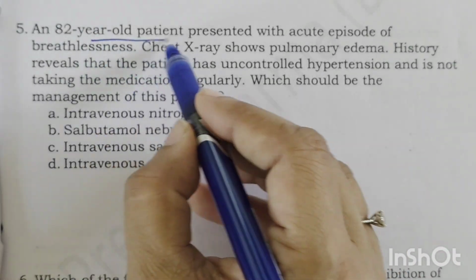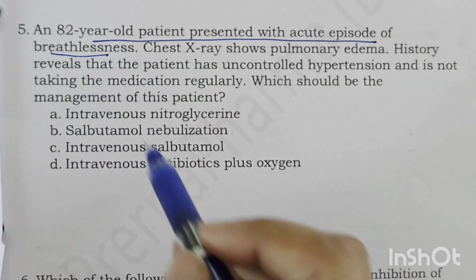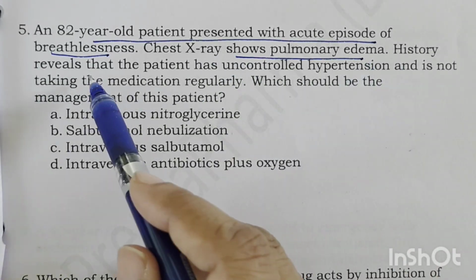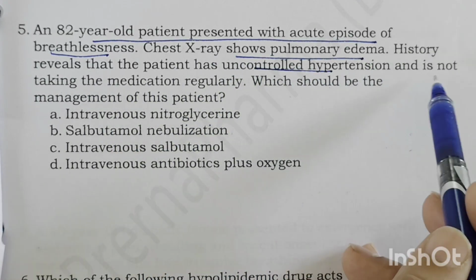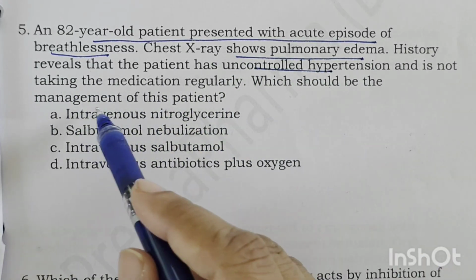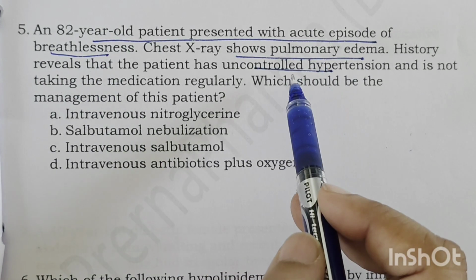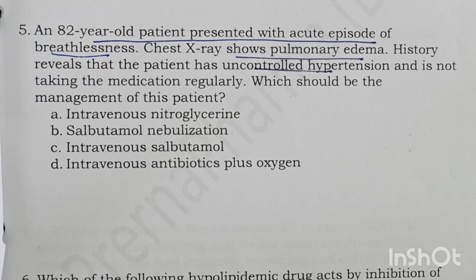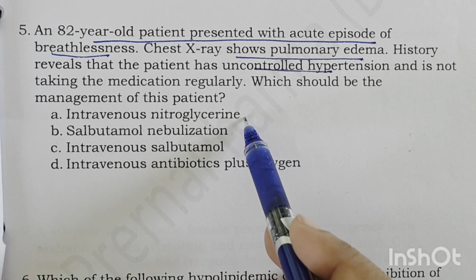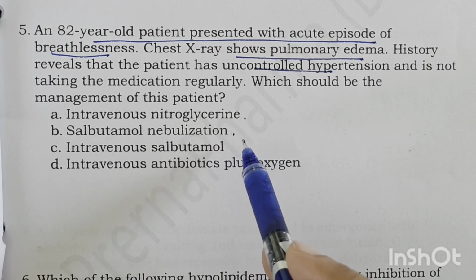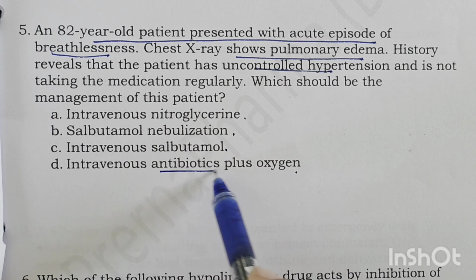An 82-year-old patient presents with acute episodes of breathlessness. Chest X-ray shows pulmonary edema. History reveals that the patient has uncontrolled hypertension and is not taking the medication regularly. Which should be the management of this patient? Now the patient is having breathlessness, pulmonary edema, uncontrolled hypertension. So what should be the management? The options are IV nitroglycerin, salbutamol nebulization, intravenous salbutamol and intravenous antibiotics plus oxygen.